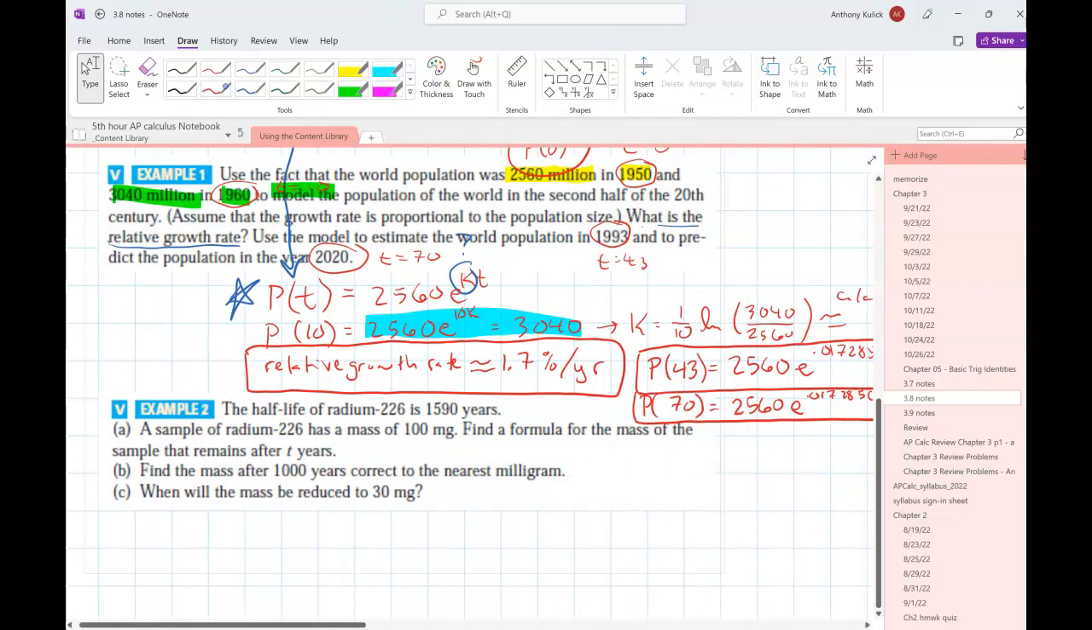Radioactive decay. The half-life of radium-226 is 1,590 years. A sample of radium-226 has a mass of 100 milligrams. Find a formula for the mass of the sample that remains after t years. Okay. Again, what's the calculus piece? So I'm going to use M for mass.